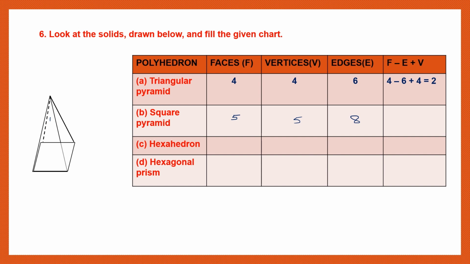Now let's try Euler's formula. So here, according to this, faces is 5, minus edges is 8, plus the vertices is 5. Now do we get 2? Let's see. 5 plus 5 is 10. 10 minus 8 is 2. Yes, we are getting 2. So in a square pyramid, we've got all our faces, vertices, and edges, and we have followed this, and we've got 2 here. Let's go to the next one, hexahedron.